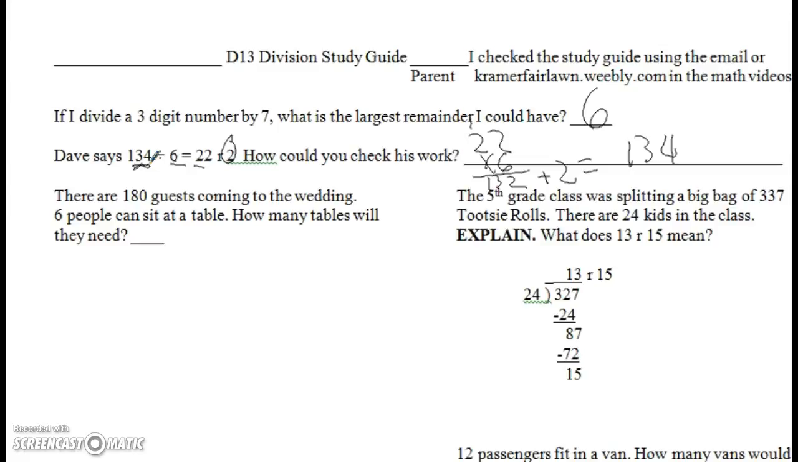180 guests coming to the wedding. 6 people can sit at a table. How many tables will they need? Simple division. I could draw out a bunch of tables and put 6 people around each one.